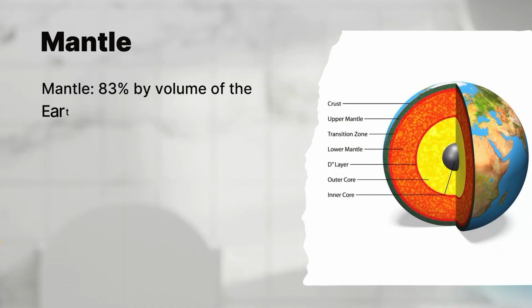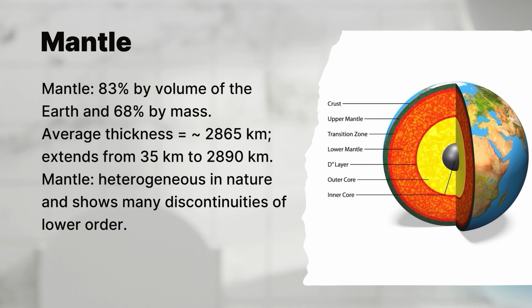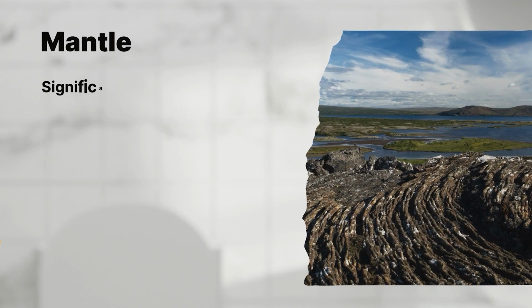The next important discontinuity is Gutenberg discontinuity, which forms the inner limit of the mantle. The mantle is 83% by volume of the earth and 68% by mass. The average thickness of the mantle is 2865 km, extending from 35 km to 2890 km. Mantle is heterogeneous in nature and shows many discontinuities of lower order. What is the significance of mantle?